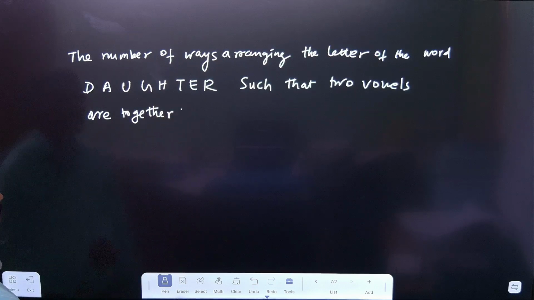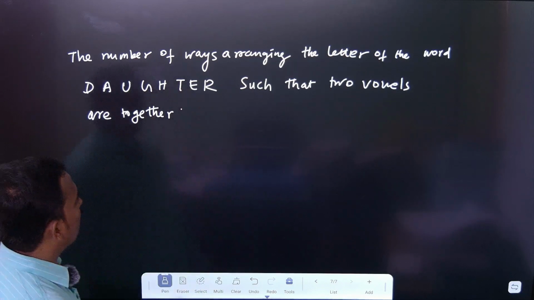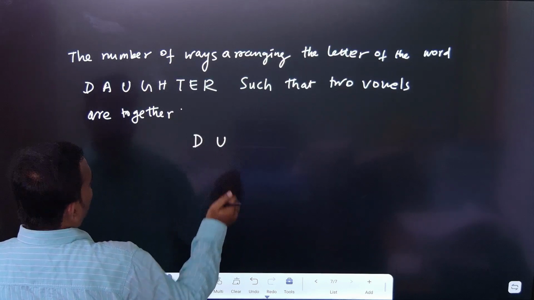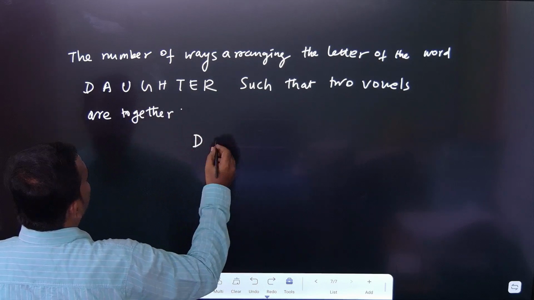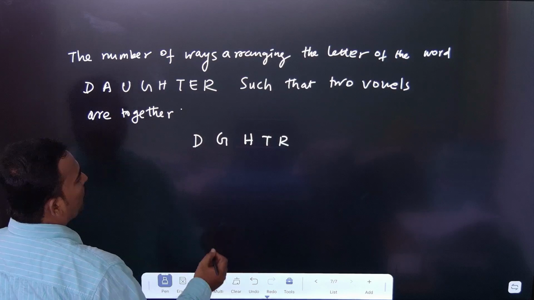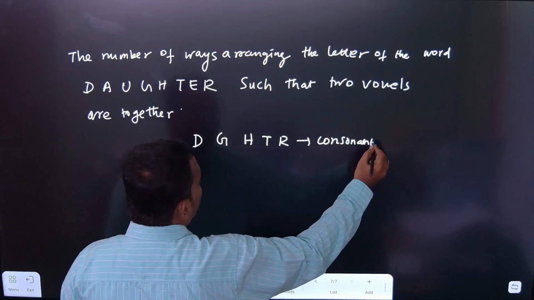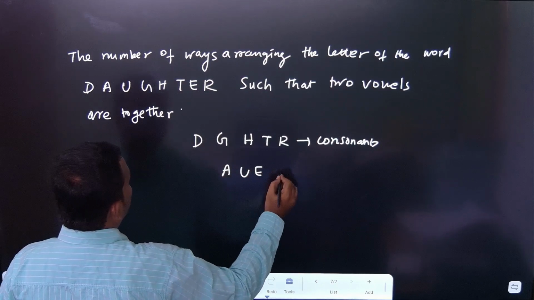How to do this question quickly? First, you can see the consonants and vowels are both there here, right? What are the consonants and vowels here? A, U, E are the vowels, right? D, G, H, T, R are the consonants, right?